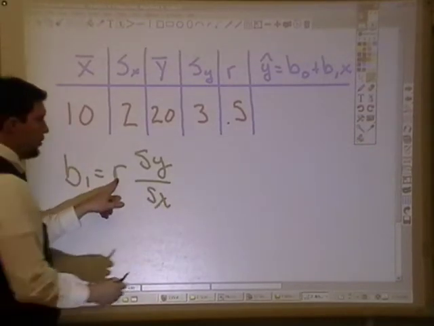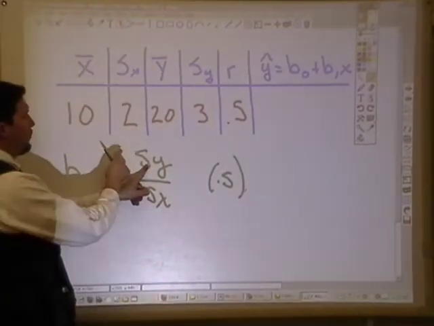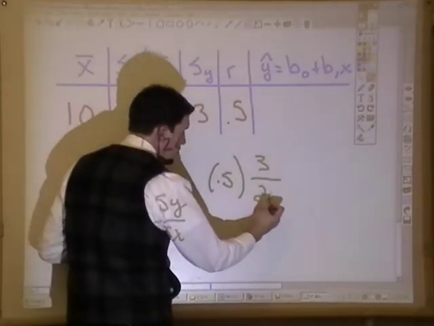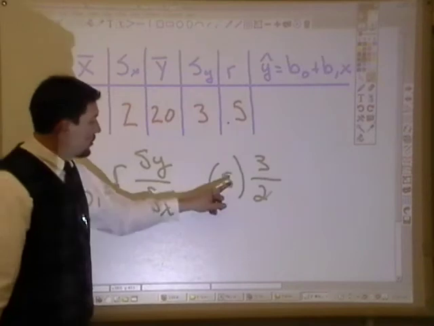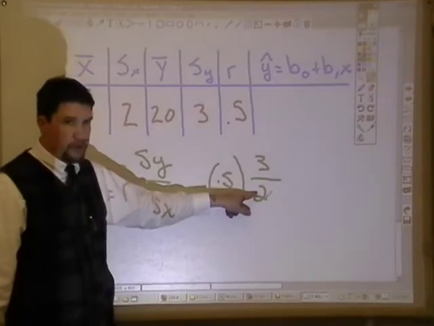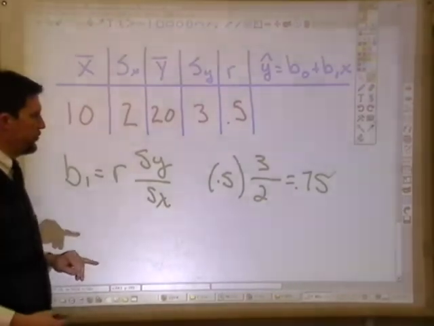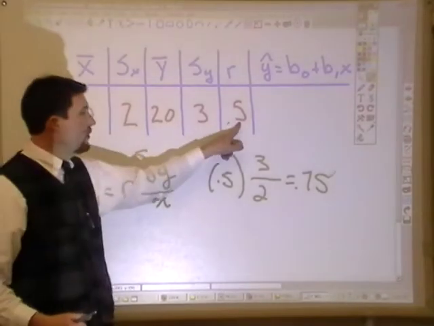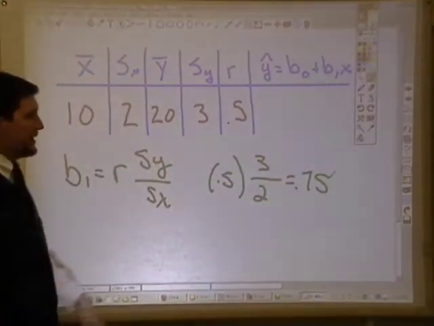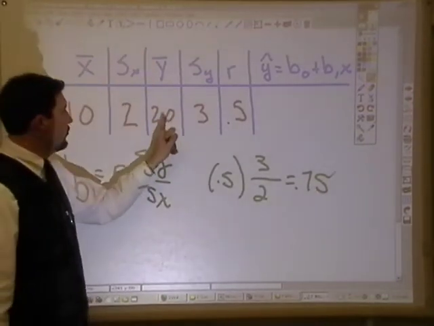Let's fill in what I know. R is 0.5. Standard deviation of y is 3. Standard deviation of x is 2. So what does this simplify down to? Well, 0.5 is half, so I'm looking for half of 3 halves, or half of 1.5, and that would be 0.75. So my slope of the line of best fit is 0.75. It's positive, but I knew that because the correlation coefficient is positive, so they go in the same direction.